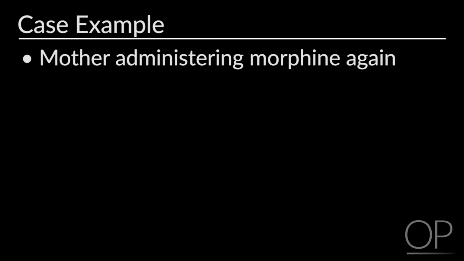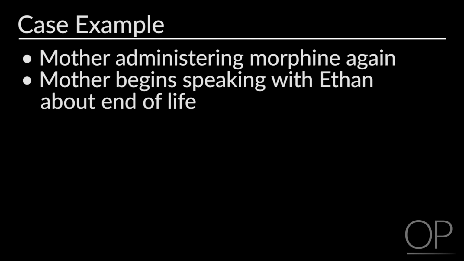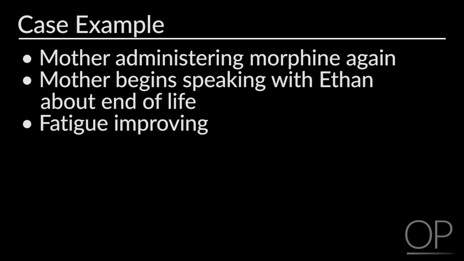So subsequent to that conversation, Ethan's mother feels more comfortable and begins giving him the morphine as prescribed. Ethan and his mother begin to talk about the end of his life and plan ways that he can leave a legacy or make meaning out of his short life. They also come up with activities that he can do to maintain his quality of life despite his physical limitations. He's more able to get up and play once his pain is better controlled, and his fatigue is actually improving because he's sleeping better because he's not in pain.